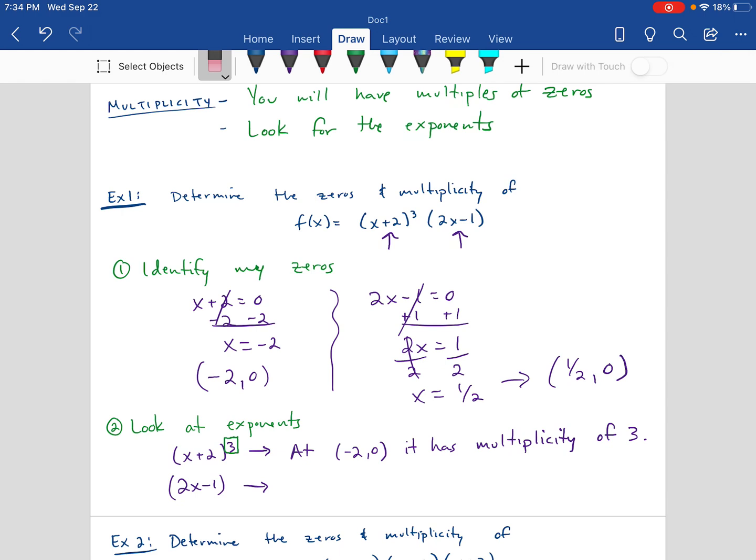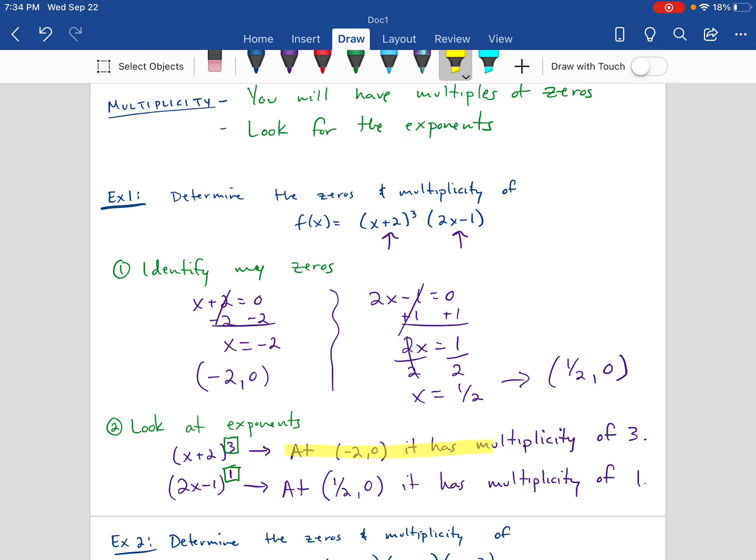Now, 2x minus 1, I wrote a 1 there because it didn't have anything. If it doesn't have an exponent, it's not 0, or else you wouldn't have that part of the function at all. It's actually 1. Feel free to draw or write that 1 in so that you can visualize what that exponent is going to be. So same as before, at my zero for 2x minus 1, which we just solved, was (1/2, 0), it has a multiplicity of 1.